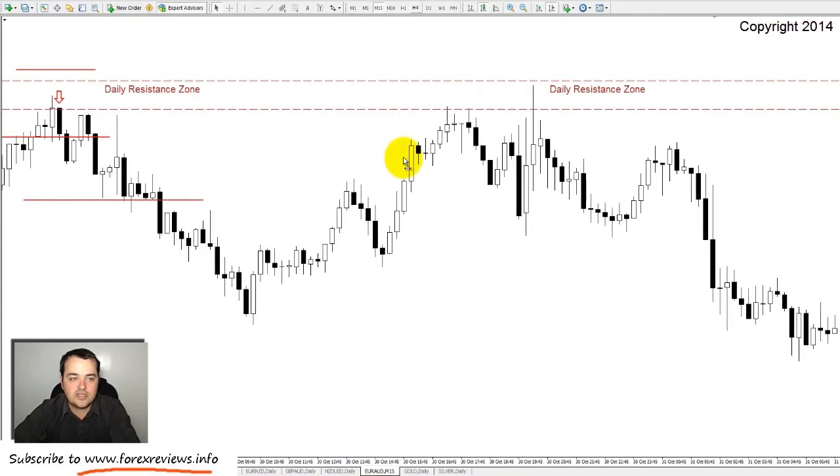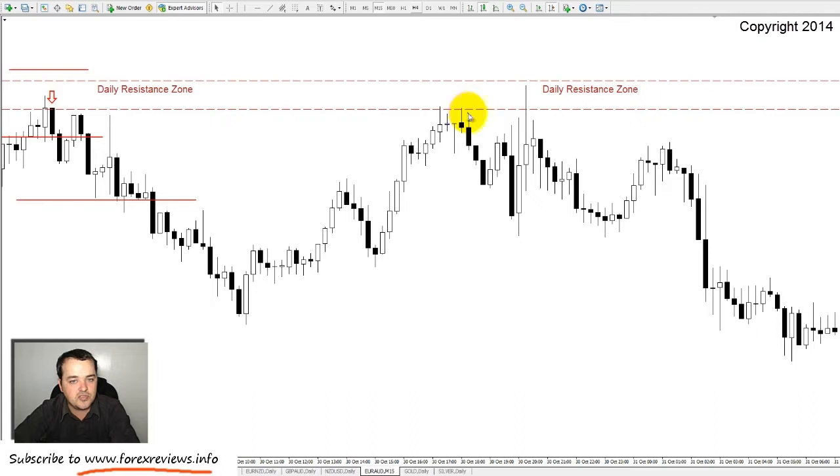In this instance, we came back to this daily resistance zone again. Got a nice little pin bar. Got an entry candle here.